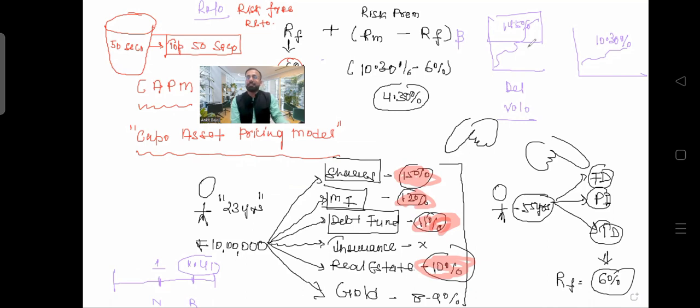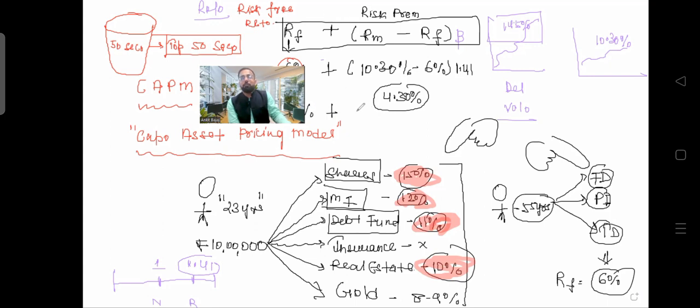Now, if I am multiplying this with beta, simply what I have to do here is multiply the beta. What is the beta of Reliance Security? Beta of Reliance Security is 1.41. And this is the formula to calculate cost of equity. So 6% plus 4.30 into 1.41, if I do, what answer will I be getting? Just calculate it. In Excel, I can do it.